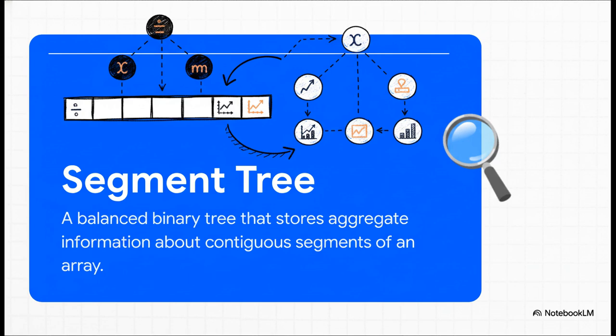Okay, so here's the textbook definition. It sounds academic. What does that actually mean in plain English? Well, the key idea here is that a segment tree isn't just holding the raw numbers. No, it pre-calculates and stores information about different chunks of the data, things like sums, minimums, or maximums. And that pre-processing, that's the secret to its speed.